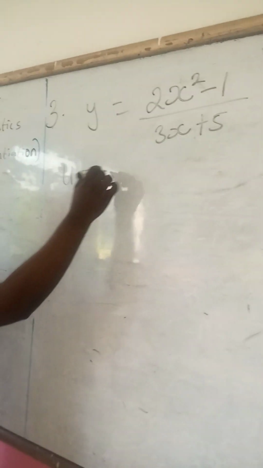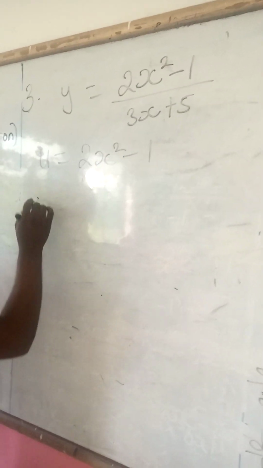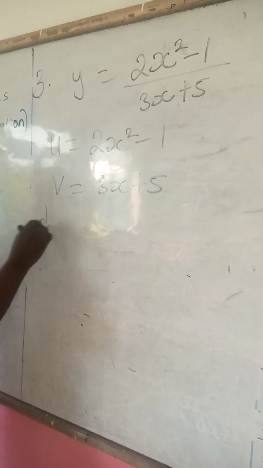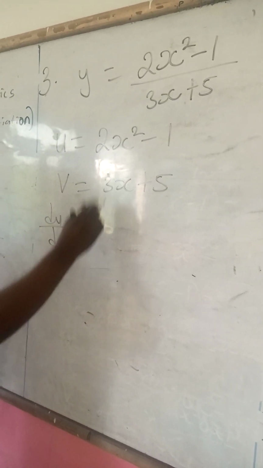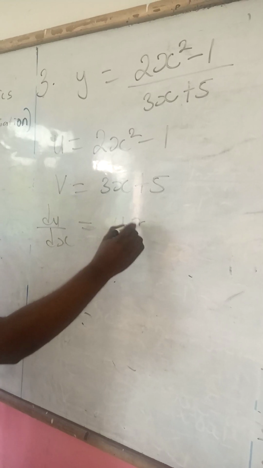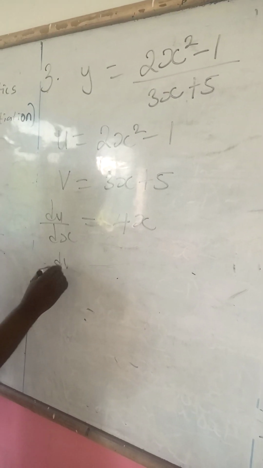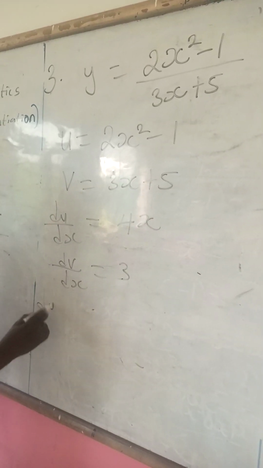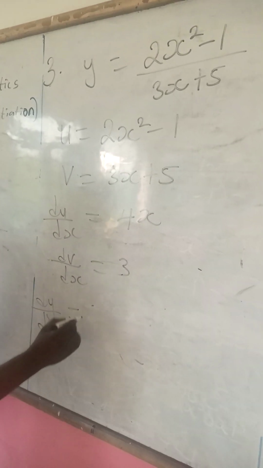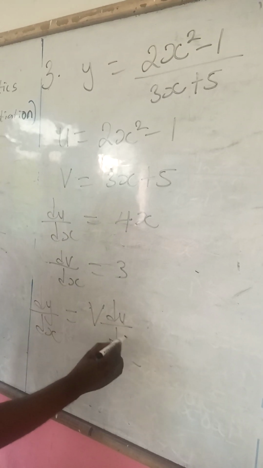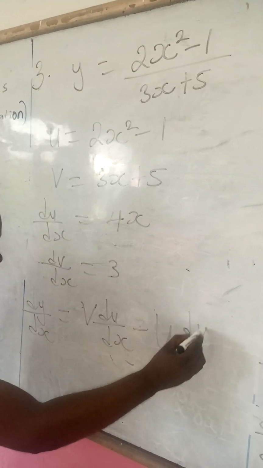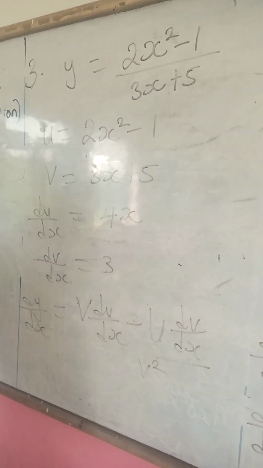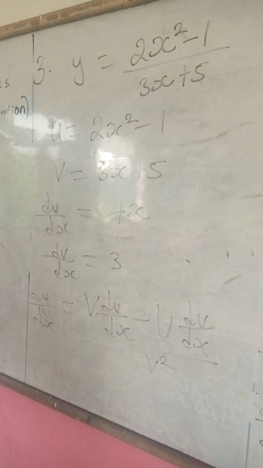Our u is 2x squared minus 1. Our v is 3x plus 5. So let's start from here. Our du dx. 2 times 2 will give you 4. This is 4x. Our dv dx is 3. So if you apply the formula, our dy dx equals v du dx minus u dv dx, all divided by v squared. Let the formula be clear. Everybody can still remember the formula.